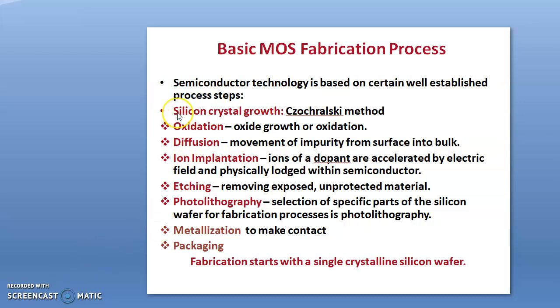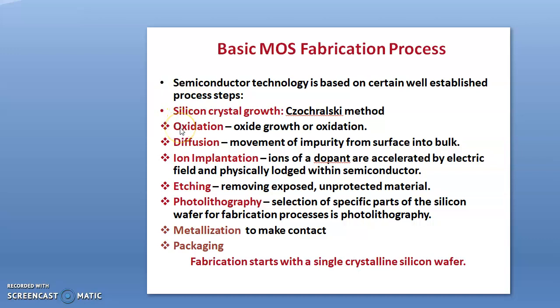So the first and foremost step is the silicon crystal growth, which is also called the Czochralski method, which is mainly used for the formation of the silicon ingot. From the ingot we get the wafers, and from the wafer we get the dies, on which we will do further steps of the fabrication.